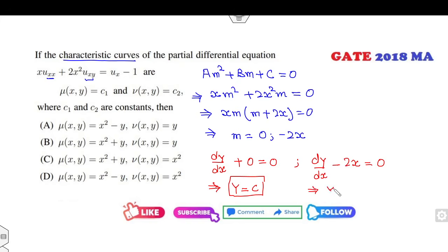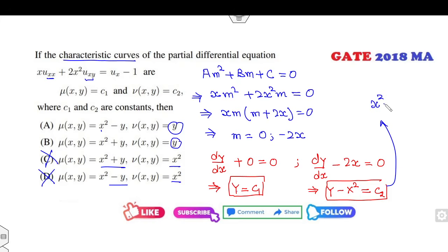From this case, I can integrate them. y minus x square is equal to a constant, which is my second solution. This is my C2, this is my C1. So one solution is my u, the second is my v. In this case, you can see there is no constant y appearing; y appears on both sides. The second solution is y minus x square, or I can also write it as x square minus y is another constant. So A is my right answer, B is not the correct answer.